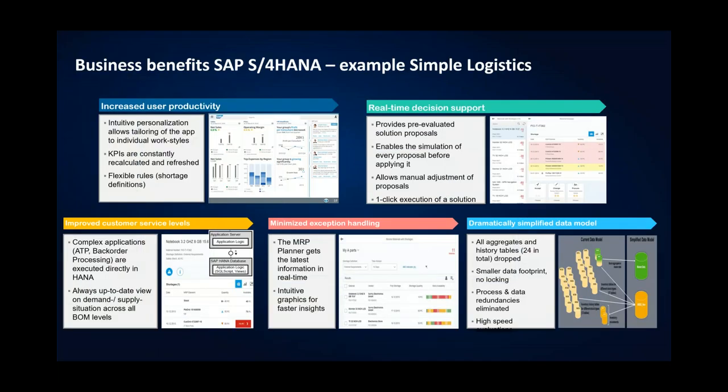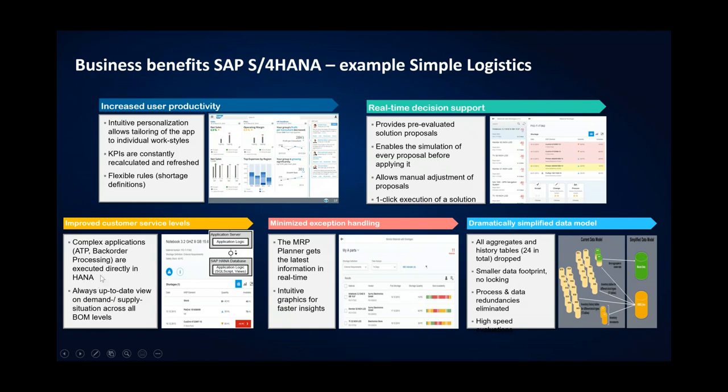So we talked about the universal journal. There are many other things, but I'm talking about the major points. Otherwise, I'm planning a full-length course, but that's a different story. So look here: improved customer service level, minimized exception handling, drastically simplified data model. We have talked about the simplified data model many, many times, so I'm not going to spend more time on it.